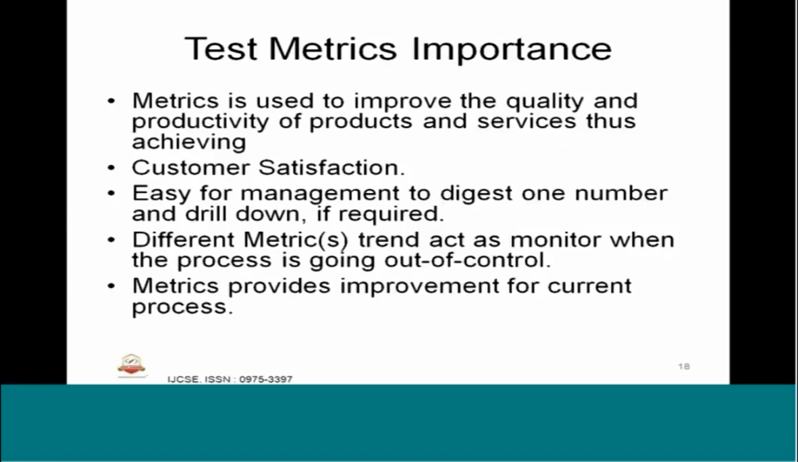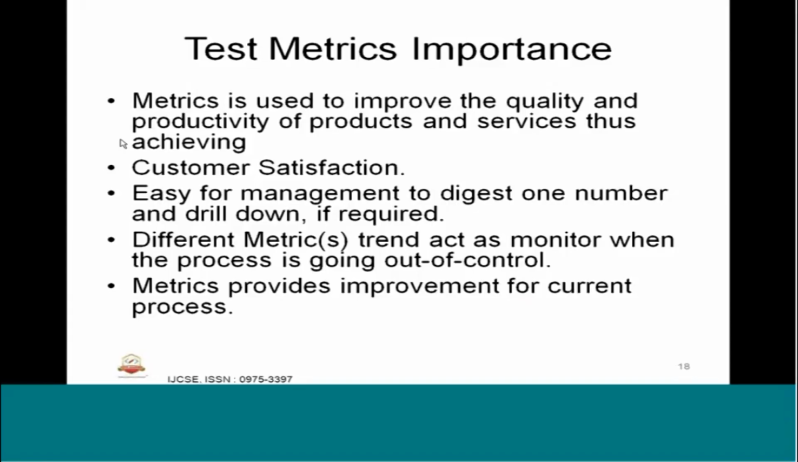So, importance of test matrix. Why do we need test matrix? Matrix is used to improve the quality and productivity of products and services. Basically, with the help of test matrix, we know how much we have improved over a period of the embedded software lifecycle or over a period of regression tests or different types of tests, how many bugs we are able to gather, how many bugs we are going to fix, what is the maturity of the products. All these artifacts will come up.